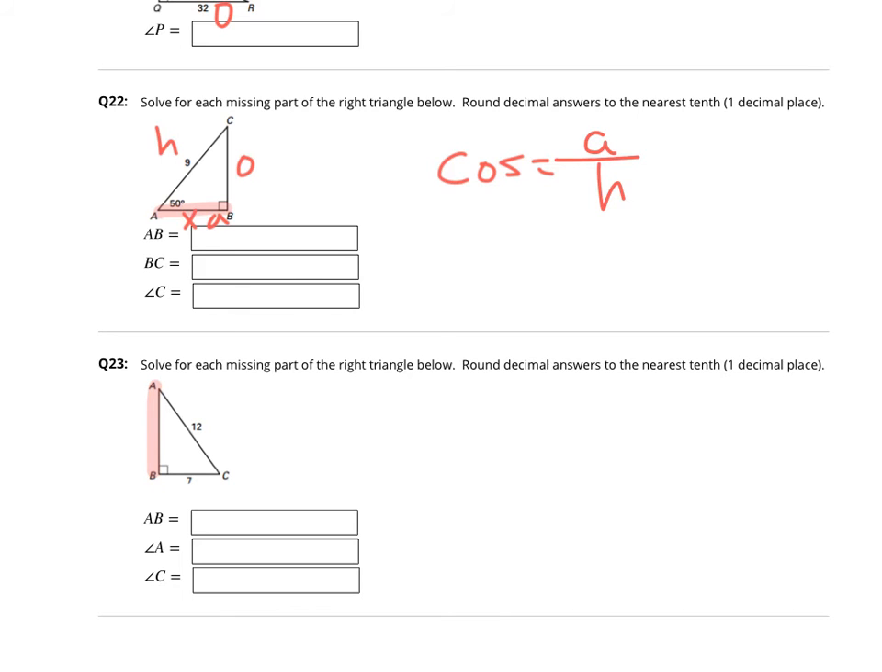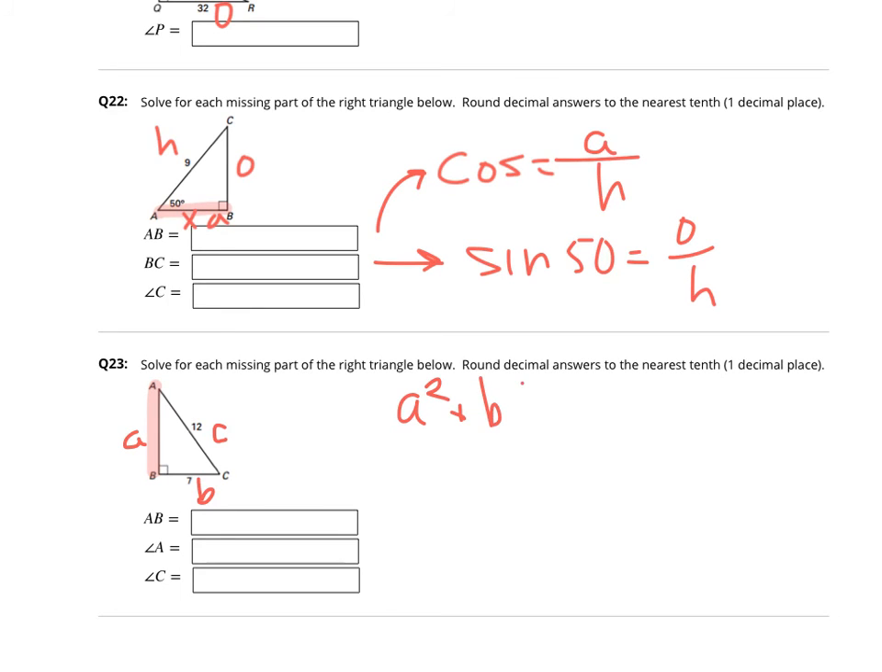And then do the same thing for BC, other than you're going to want to use sine for B. You're going to use sine of 50 equals the opposite over the hypotenuse. In number 23, like I just told you, to figure out AB, go a squared plus b squared equals c squared. So this would be my c, this would be my a, that would be my b. So use the Pythagorean theorem. I'm writing that down here for you.